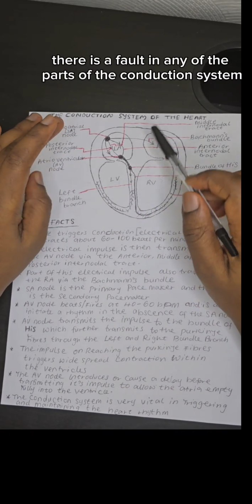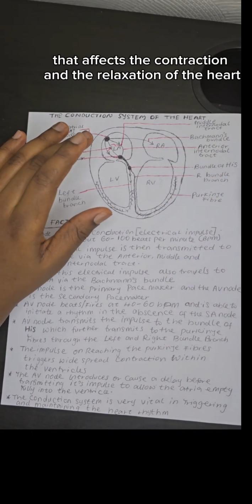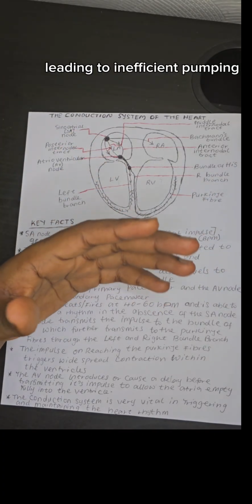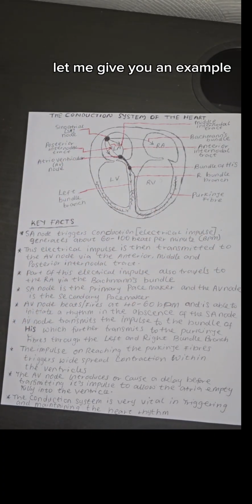If in the generation and transfer of electrical impulses there is a fault in any of the parts of the conduction system, that affects the contraction and the relaxation of the heart, leading to inefficient pumping. Let me give you an example.